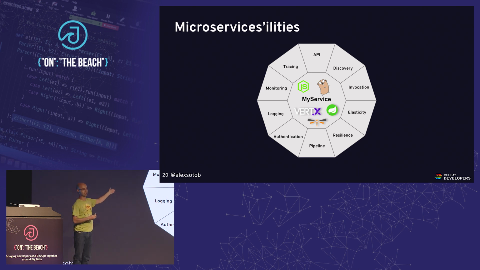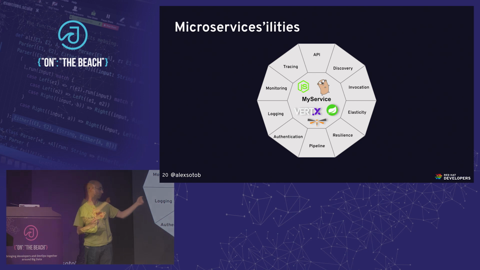And basically, you have your service with your business logic that can be written in any language. And then we have an API to reach this service. A discovery, we need to find a way to discover this service. An invocation, how we invoke services. Elasticity, what's happened when I have a high load of traffic, then I need to scale up automatically. And when you have less traffic, then I need to scale down. Resilience, what's happened when the service goes down? It's failing, what I need to do. Pipeline, I need to be able to deploy my services automatically.